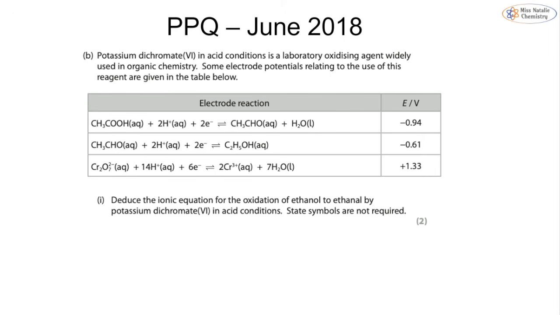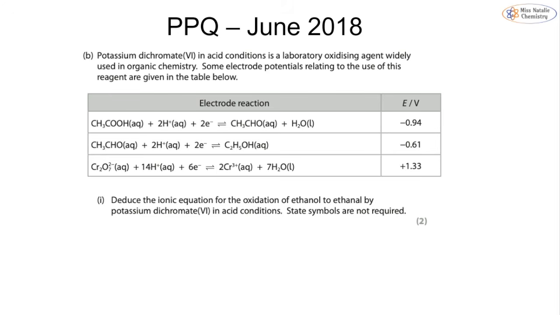As always, let's finish off with some past paper questions. This is a question from the June 2018 paper, and this is just a very straightforward one, so you might want to have a look at some more challenging ones as well. We've got potassium dichromate in acidic conditions as an oxidizing agent that we use in organic chemistry. We already know this. We've seen this back in topic 15. We are going to prove why it works by using some of the electrode potentials.